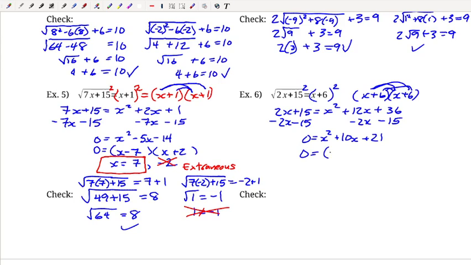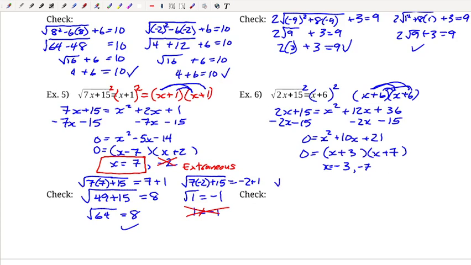Now I need two numbers that will multiply to 21 and add to 10, and I believe those would be 3 and 7, giving me the solutions of -3 and -7. So let's check and see where we get from there.